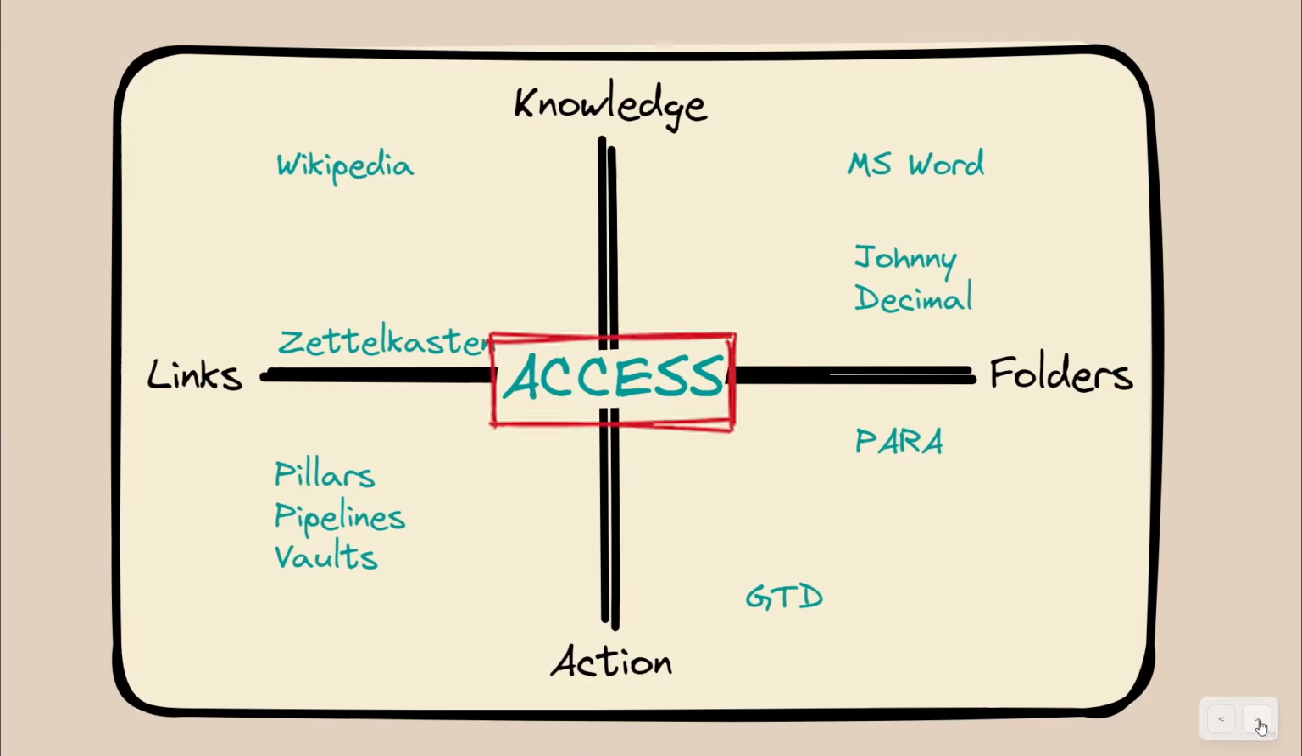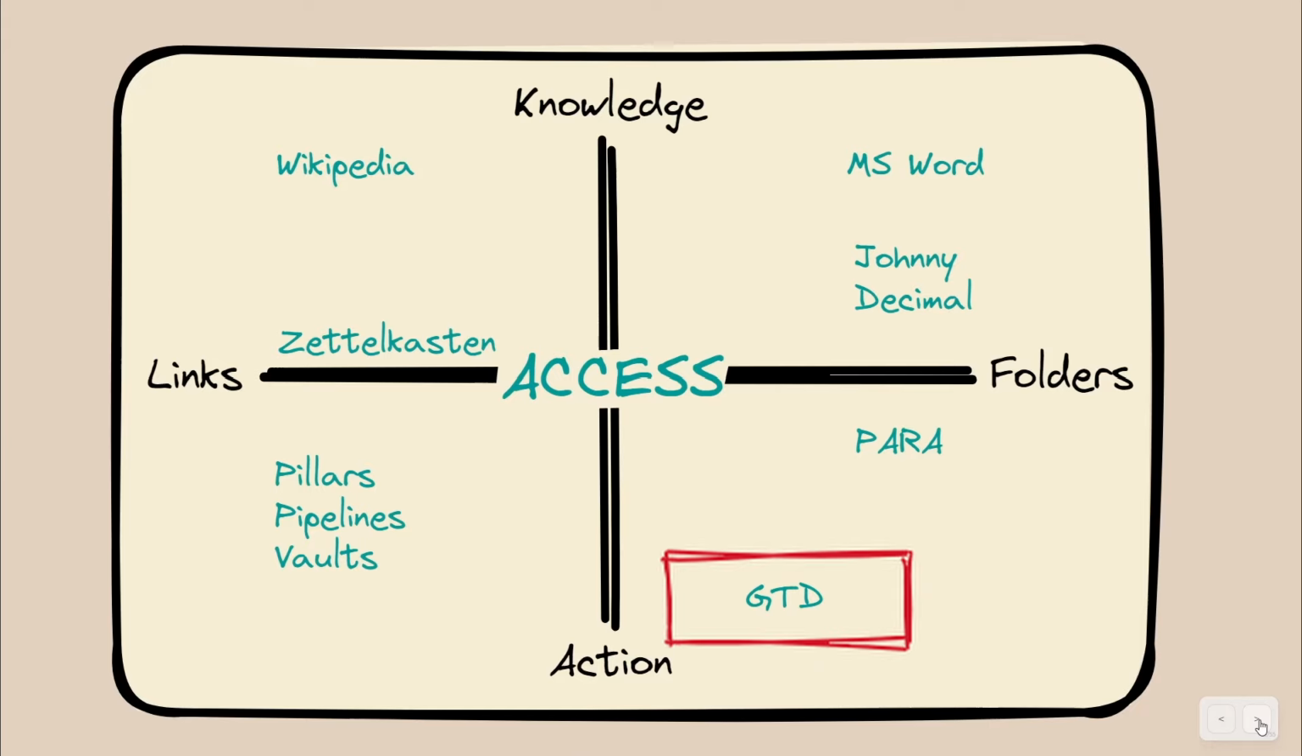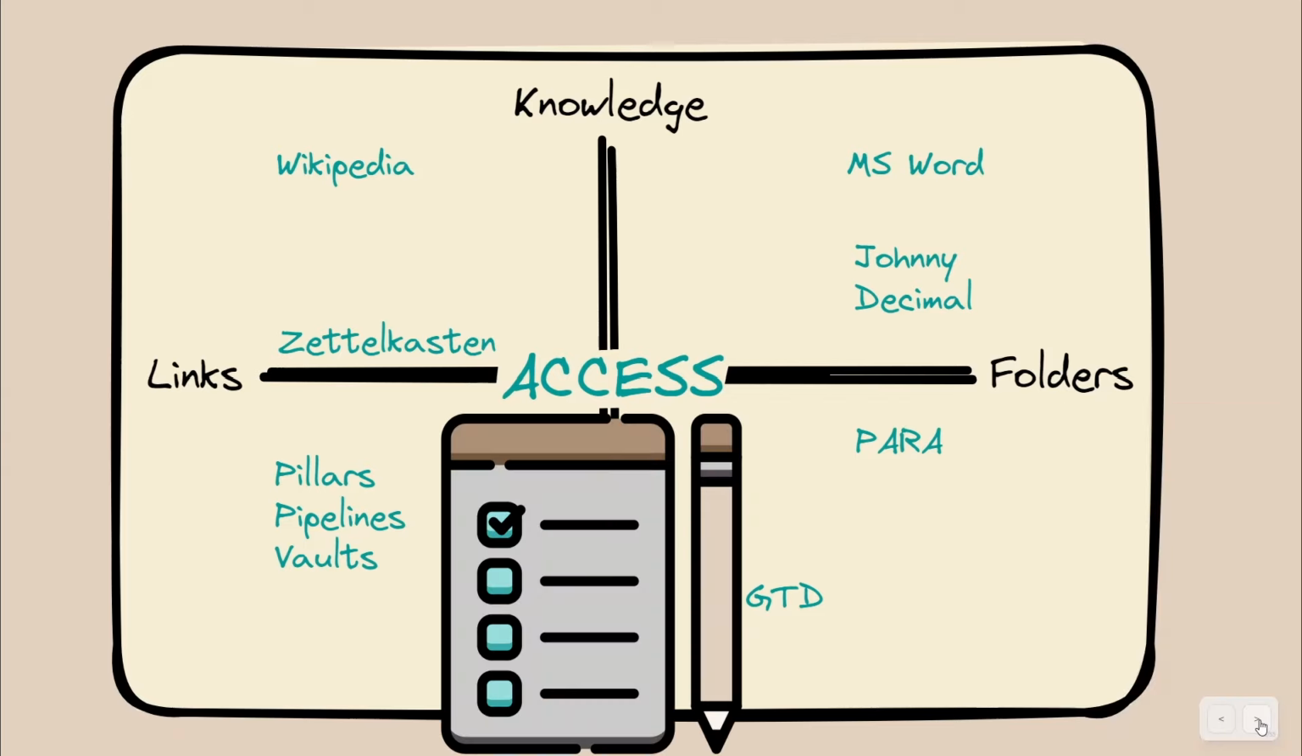Nick Milo's Access system, for example, is designed to balance the needs of knowledge management and action using both links and folders. Tiago Forte's Para method, on the other hand, is folder-based and action-oriented, helping you prioritize and manage projects effectively. David Allen's GTD system is similar to Para, with a focus on organizing reference information in a filing cabinet and tracking action through the use of lists.